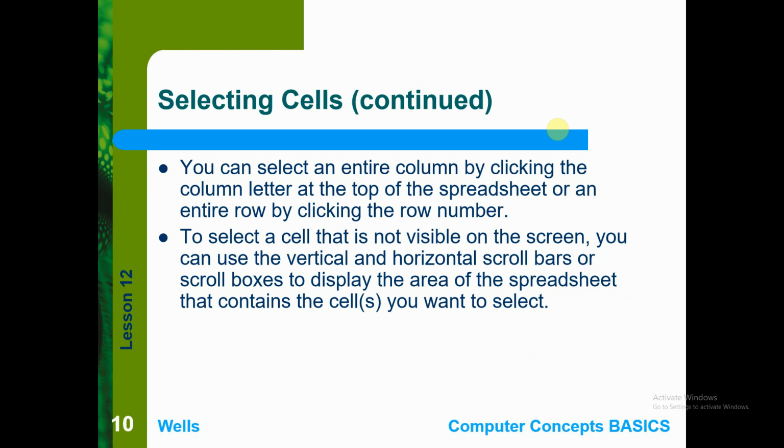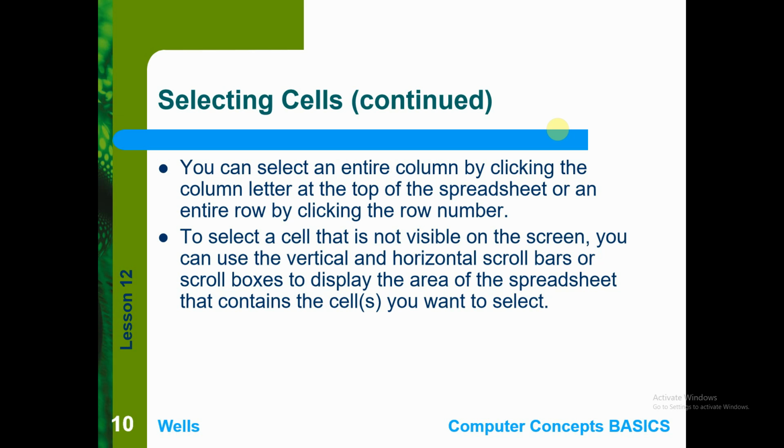So you can select an entire column by clicking on a column letter at the top of the spreadsheet, or an entire row by clicking on the row number. You will see that at the edge of the column or the edge of the row, if you click on it, the entire column is highlighted right away.